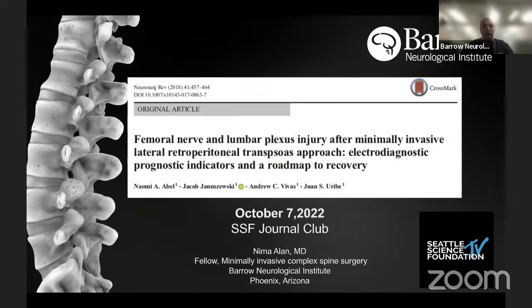As Dr. Farber said, I will focus on the femoral nerve injury using a paper from Neurosurgical Review published in 2018 by Dr. Abel, Januszewski, Vivos, and Dr. Uribe. It is titled Femoral Nerve and Lumbar Plexus Injury After Minimally Invasive Lateral Retroperitoneal Trans-psoas Approach, Electrodiagnostic Prognostic Indicators, and a Roadmap to Recovery.